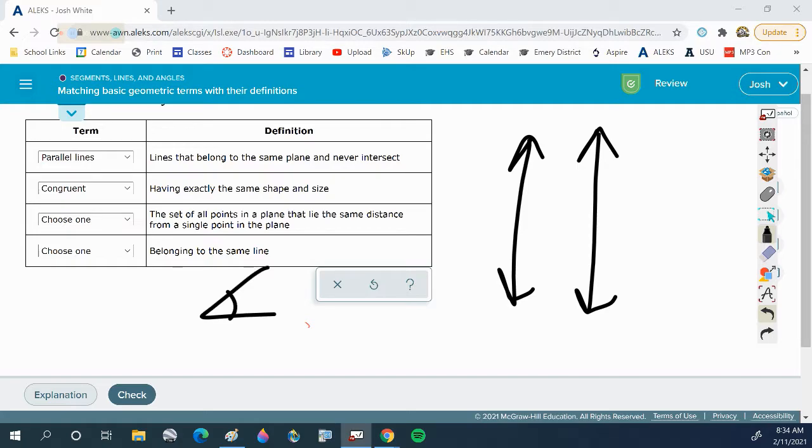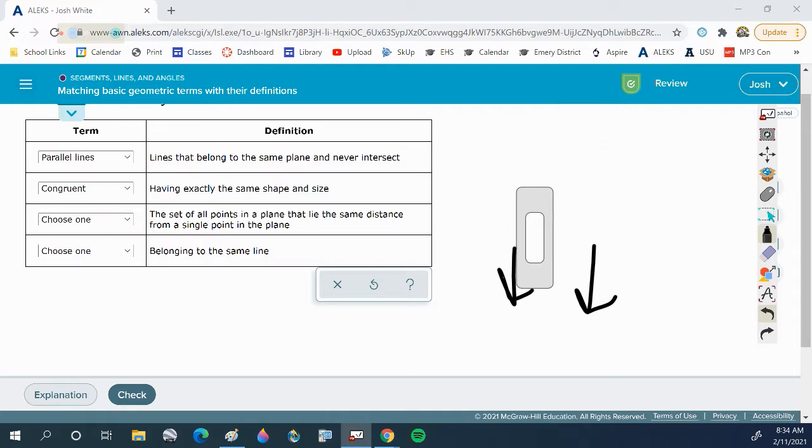Now, does it have to be segments? No, they could be rays, so it could look like this. Do they have to be rays? No, they could be lines, in which case we actually create 4 angles. Okay?